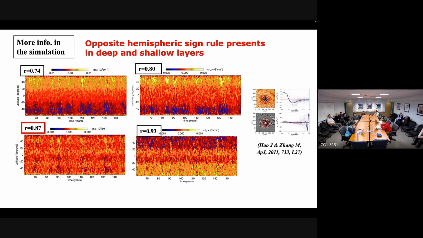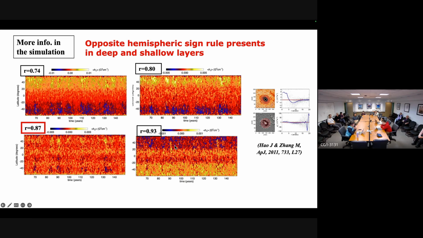Then I found it very interesting. You see, this is near the surface, and when you go deeper and deeper, it actually changes sign. Near the surface it is positive in the southern hemisphere and negative in the northern hemisphere. Then if you go to the deep layer, it changes sign: it is negative in the southern hemisphere and positive in the northern hemisphere.